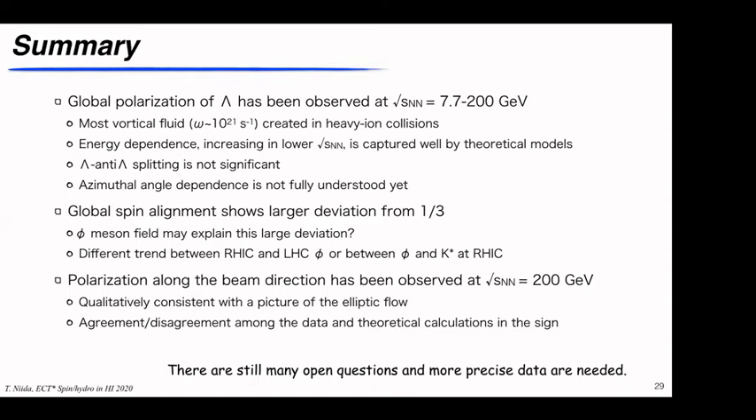And also the STAR experiment observed the polarization along the beam direction at 200 GeV. So results are qualitatively consistent with the picture of elliptic flow. But as I discussed, there is a disagreement and also agreement among the data and many other theoretical calculations on its sign. So there are many open questions, and as experimentalists, we are working to get more precise data. Actually, that's all, and maybe it's a little bit too early.